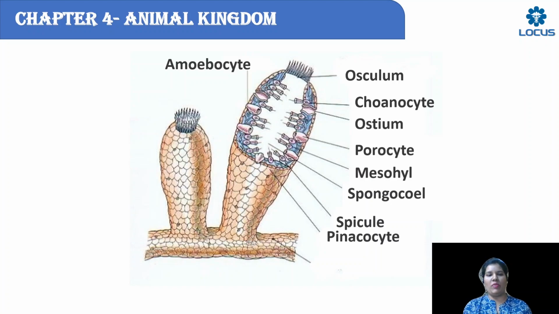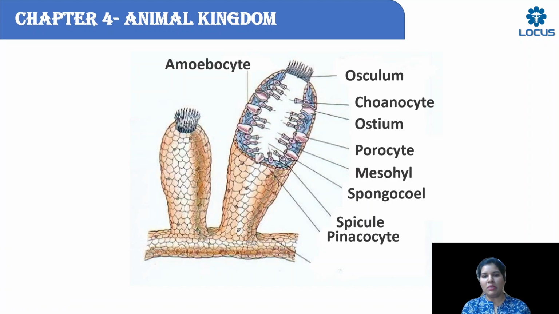Now, if you look at the amoebocytes I was talking about, they are undifferentiated cells and they give rise to many other cells. One of the cells is thesocytes, as I told you. Now, if you look at the body of the sponge, the outer layer of the sponge is called the pinacoderm.